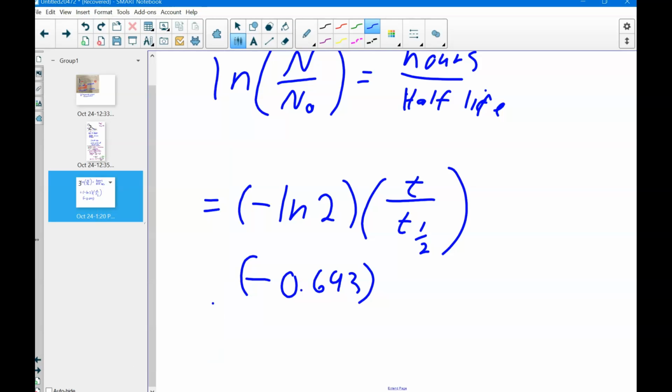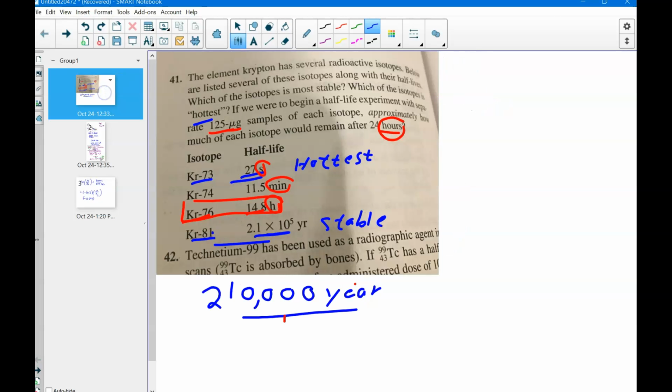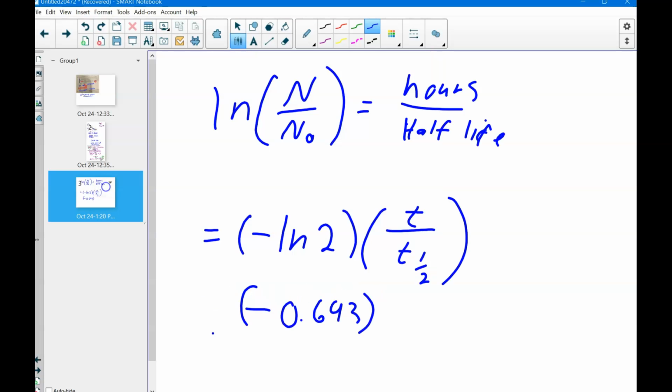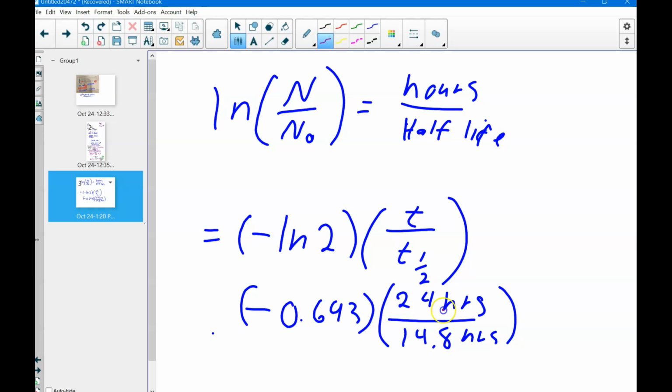in our case, back in the question here, looks like 24 hours and 14.8. So we're going to have 24 on the top, 14.8 on the bottom. The reason why units have to be the same, of course, is because they cancel out. Dimensional analysis.